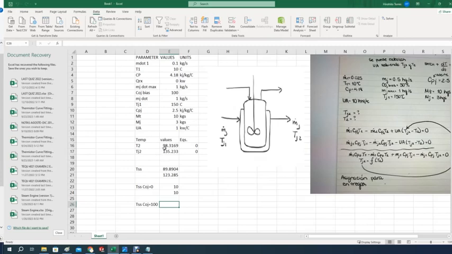We can get then the maximum temperature for this system, about 98, around 98.3. I can write it, and here on the jacket side it is going to be 135.2. So here we are.